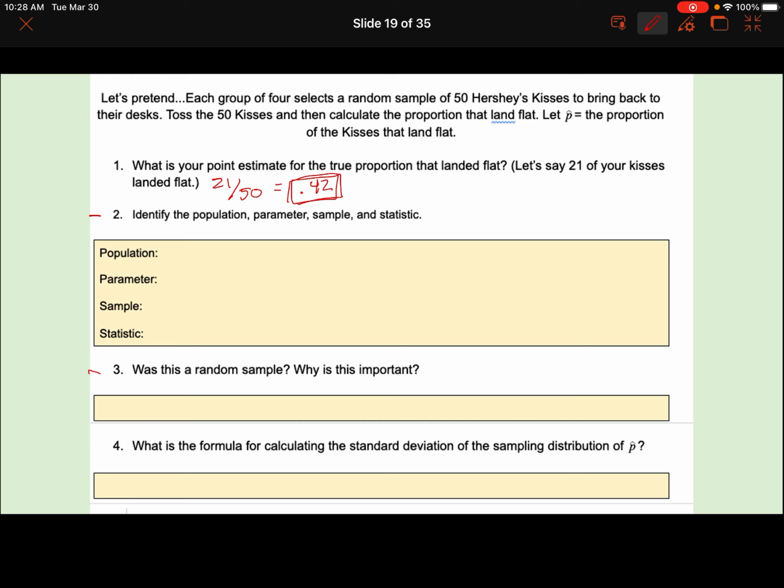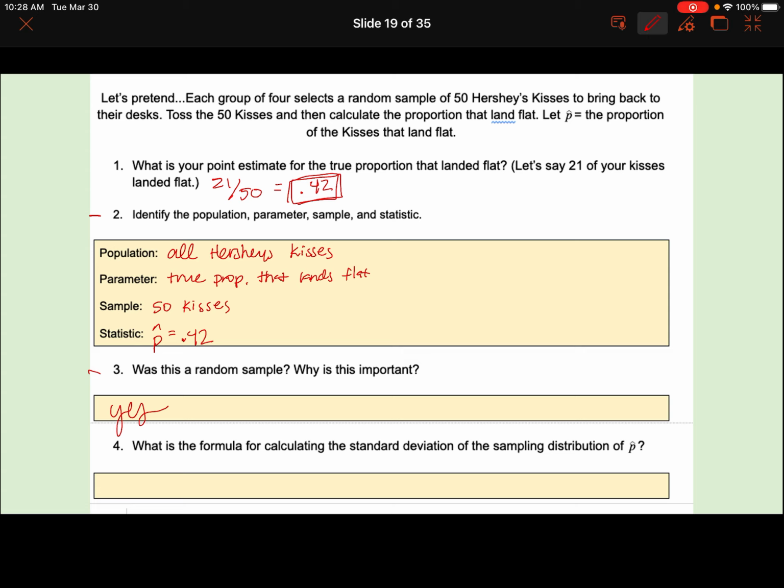All right, so our population is going to be all Hershey's Kisses. Parameter would be the true proportion that lands flat. The sample is the 50 kisses that each group has, pretend. And our statistic, P hat, is 0.42. All right, is this a random sample?